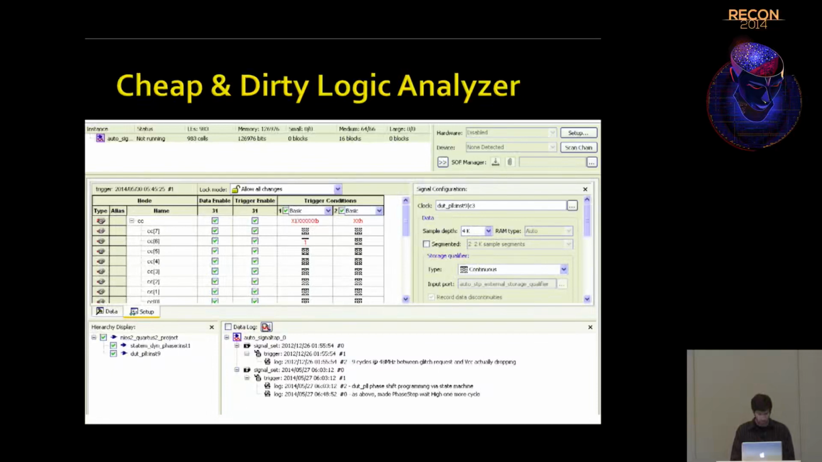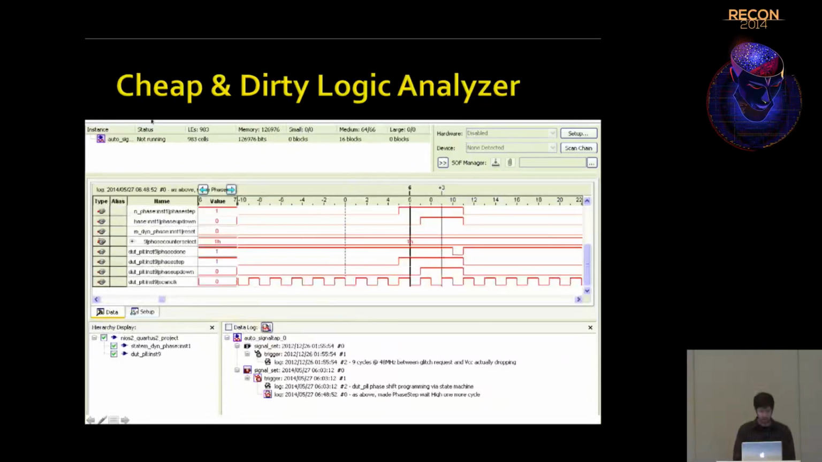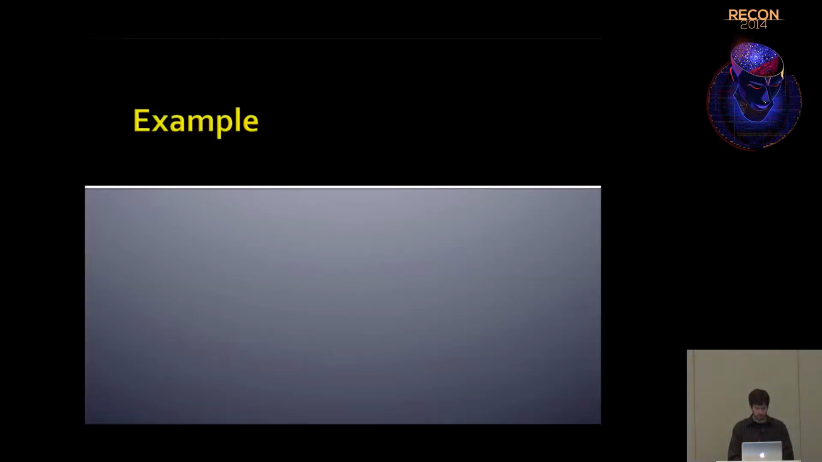So this is just a quick shot where you can select the signals you want to watch, and select the clock at which you want to clock SignalTap, the reference clock. And then you can see here I'm watching a slower clock down here, and this is actually that state machine I made to program the phase shift up or down on the PLL.